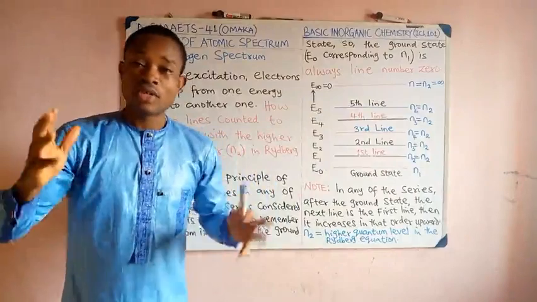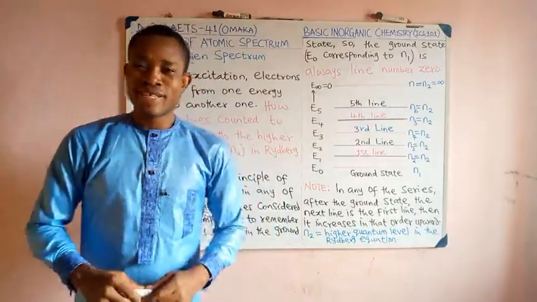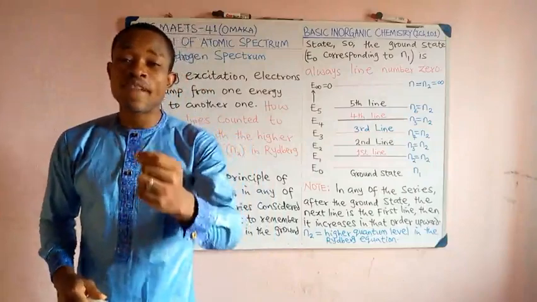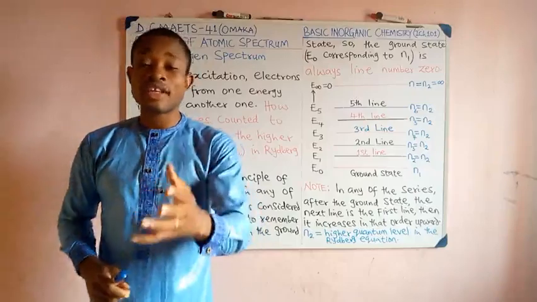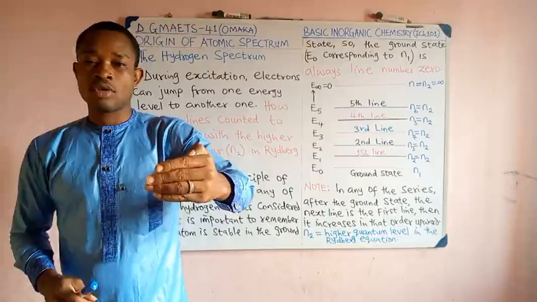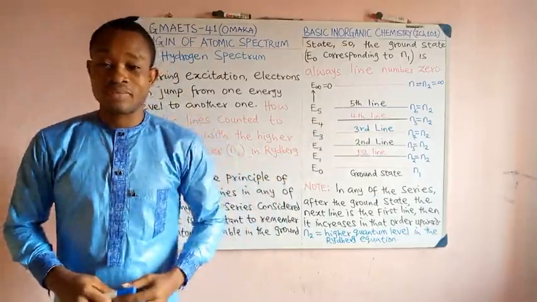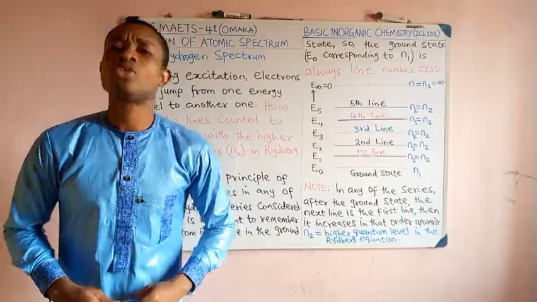of a given series in the hydrogen spectrum. For example, let us assume that you're asked to calculate the wavelength, or the wave number, or the frequency, or the energy in the third line of, let's say, Brackett series. The third line of Brackett series. How do we go about that?